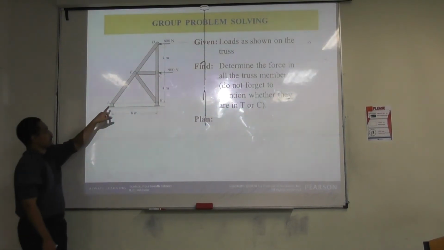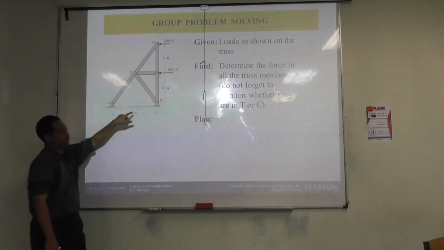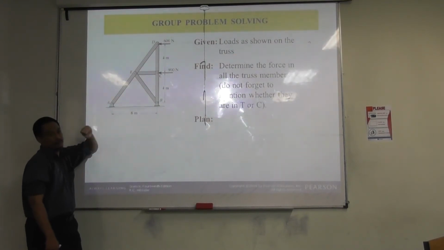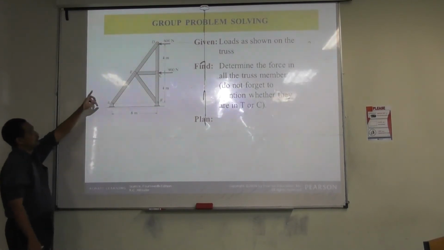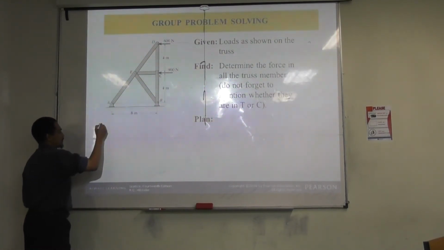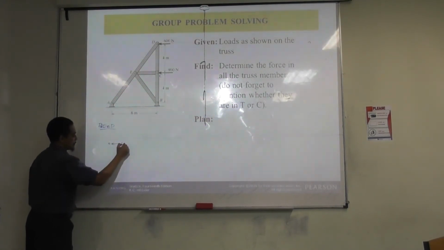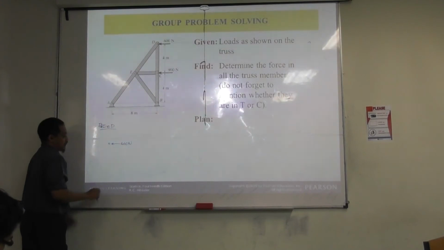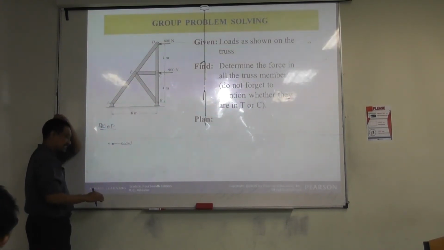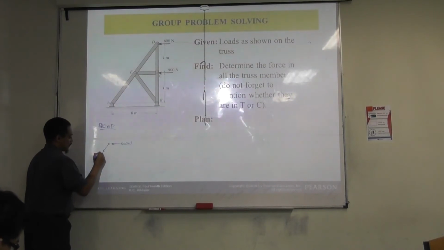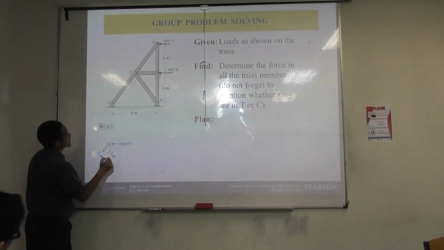Okay, second, do you need to solve the support action first, or can you start anywhere? Is there any point where you only have two unknowns? Where? Okay, you can say at point B you have two unknowns, so you can start here. Or at point D, you have 600 Newton. If we assume everything is tension, so you have FDE, FCD. What's the angle here?